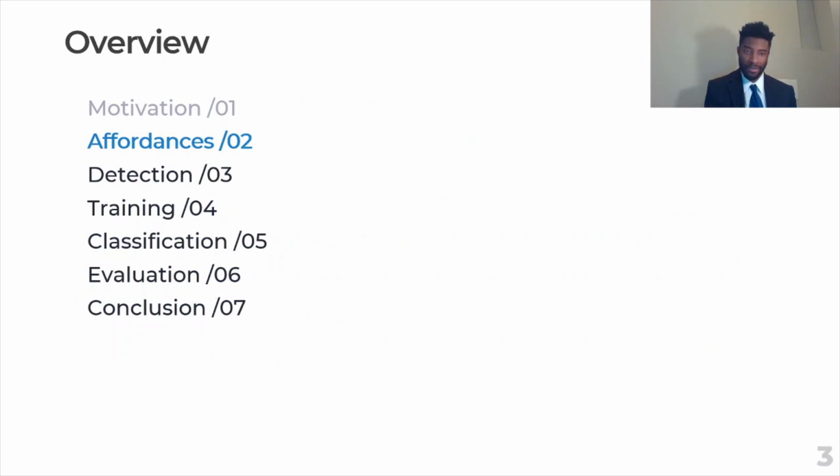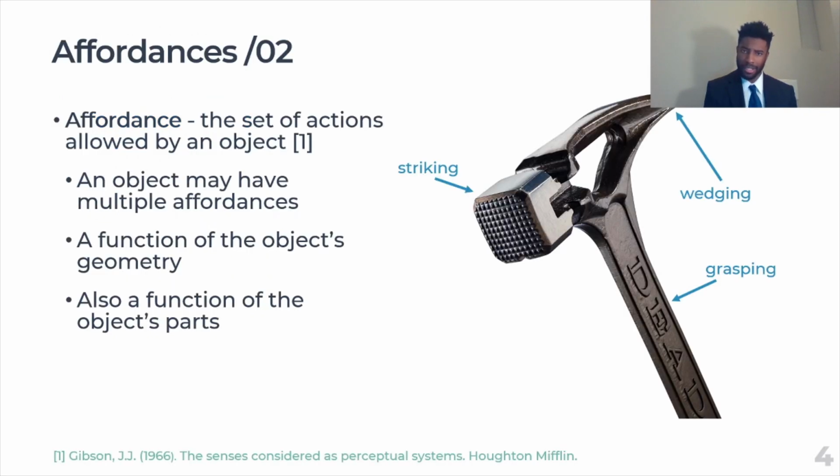Now that we've gotten the motivation out of the way, we can talk about affordances and the rest of the talk as well. So what are affordances? Affordances are the set of actions that are allowed by an object. As you can see by this hammer right here, it has a variety of affordances from striking to wedging to grasping. And the affordances are also a function of an object's geometry. Based on the way that it's shaped, it affords different things. As you can see, striking is afforded based on its flat shape versus wedging through its wedge shape and grasping through its handle-like shape. So through this, you can see that an object's affordances are a function of the object's parts as well.